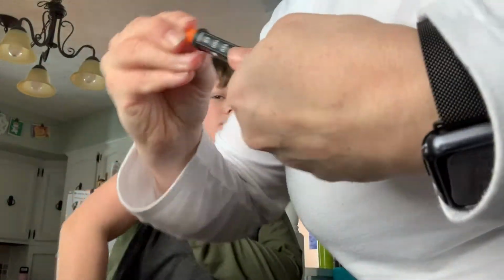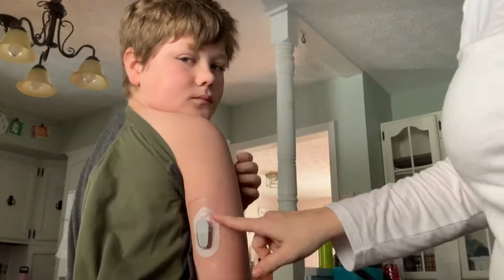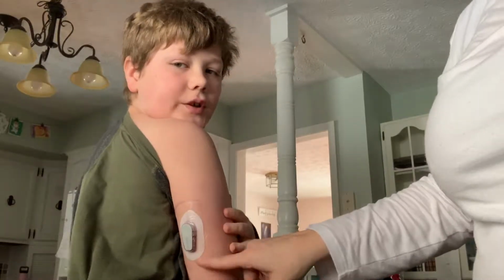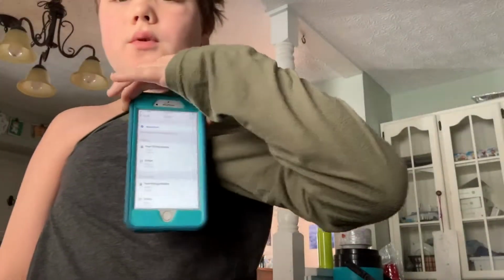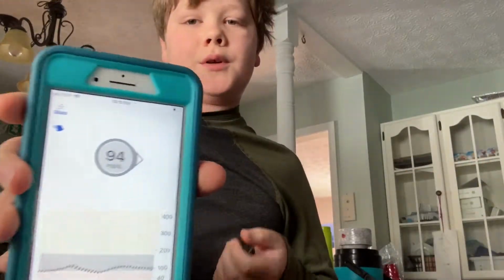We'll take the needle off without stabbing ourselves. Put the cap back on, and it lives in Mason's bag. This is Mason's Dexcom. What do you want to tell him about a Dexcom? I'm using my phone right now for it. And what does a Dexcom do, Mason? It checks my blood sugar.